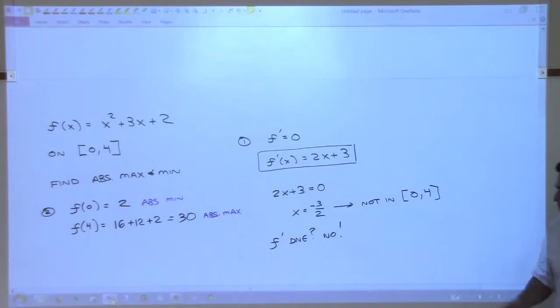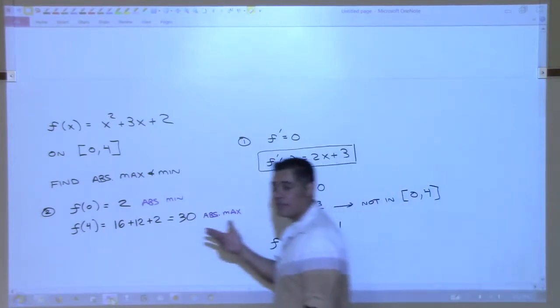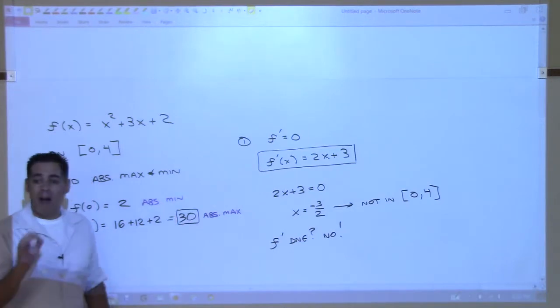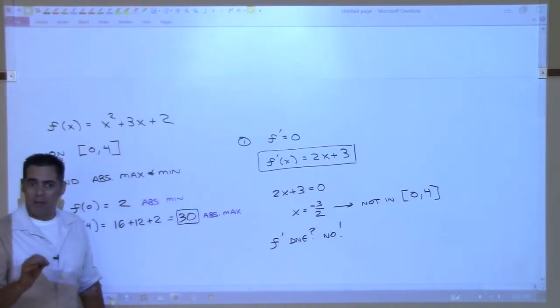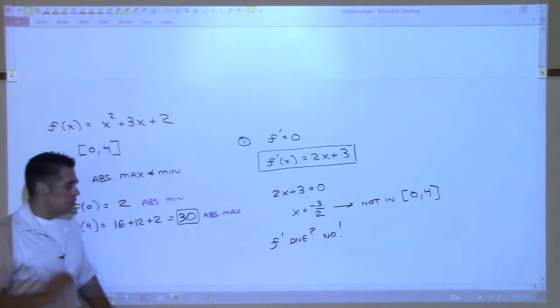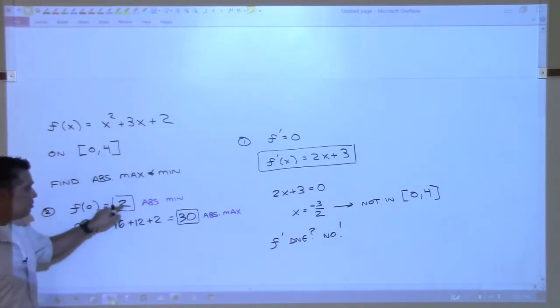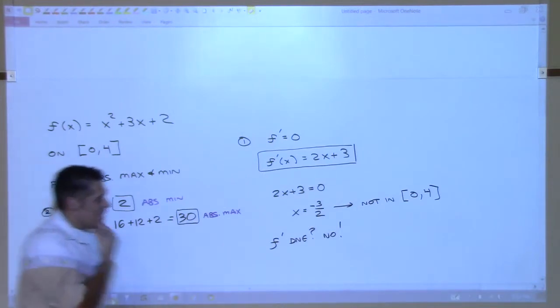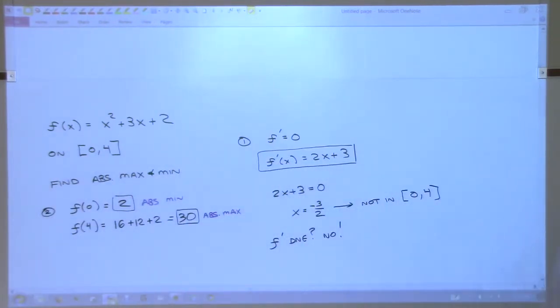So when we're talking about what's the absolute maximum and absolute minimum, we are talking about the y coordinate. Okay, that's what we're talking about. It's the value of the function. So the answers are 2, absolute minimum, and 30 is the absolute max. So let's go ahead and graph it.